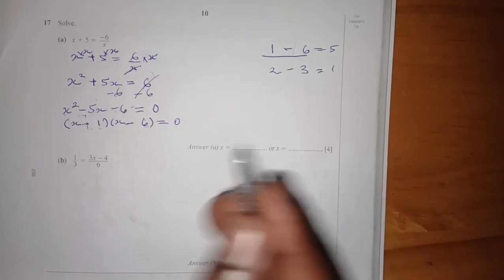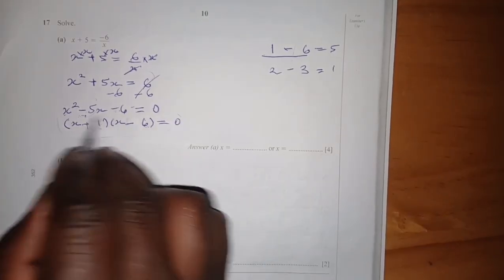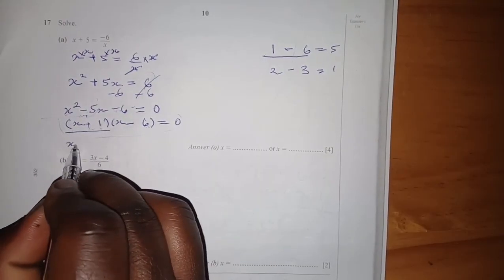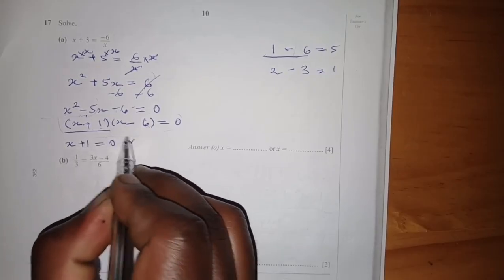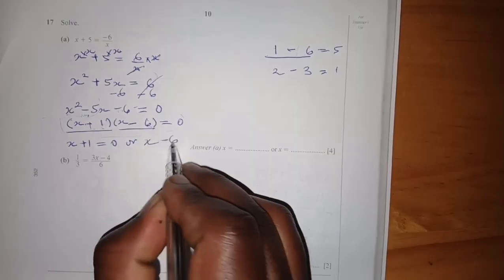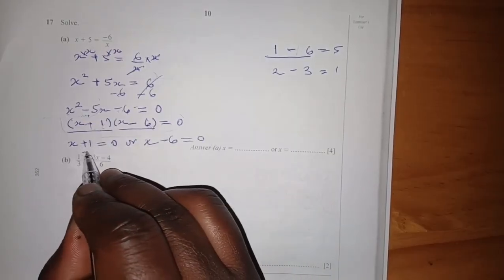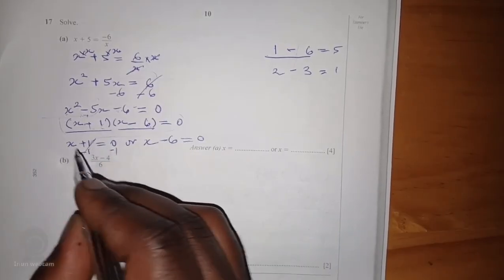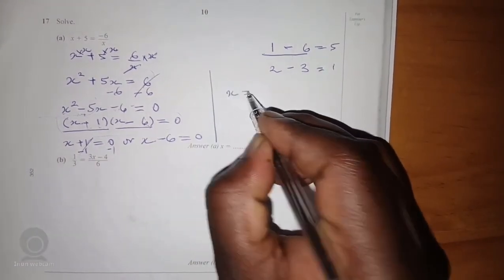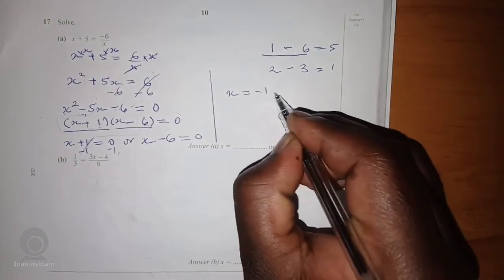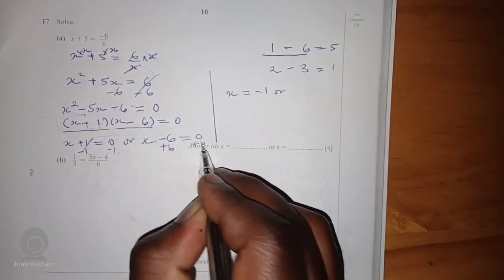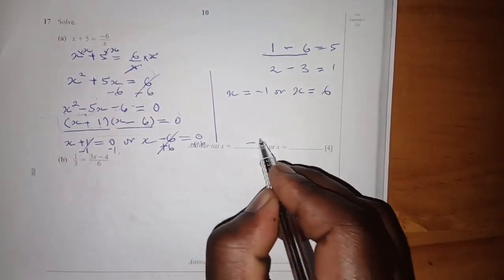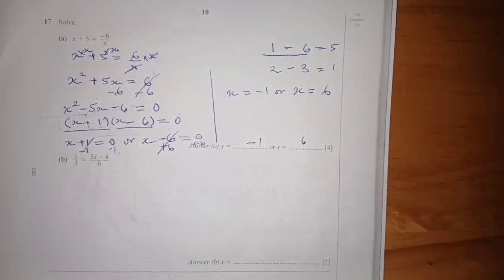So let's solve. To solve, given this format now, take each factor equal to 0. So you have x plus 1 equals 0, or x minus 6 equals 0. If you take away negative 1, this one is gone, then you are left with x equal to 0 minus 1, negative 1, or x minus 6 equals 0, this one is gone, x is equal to 0 plus 6, it's 6. So the final solution is negative 1 and positive 6.